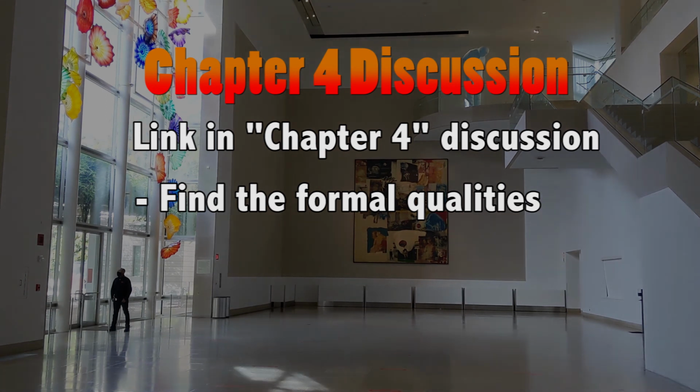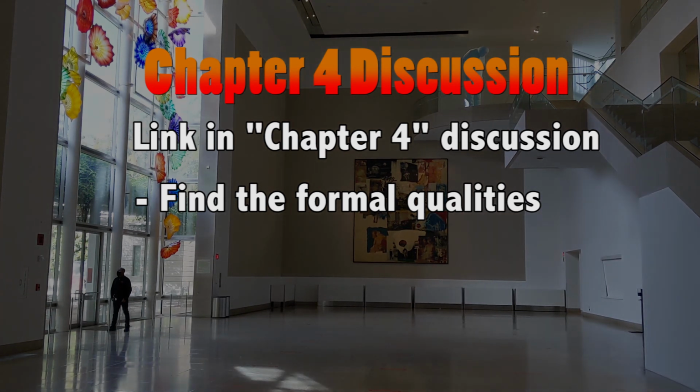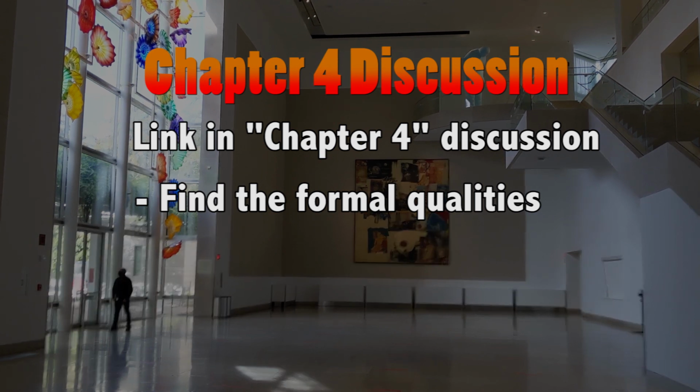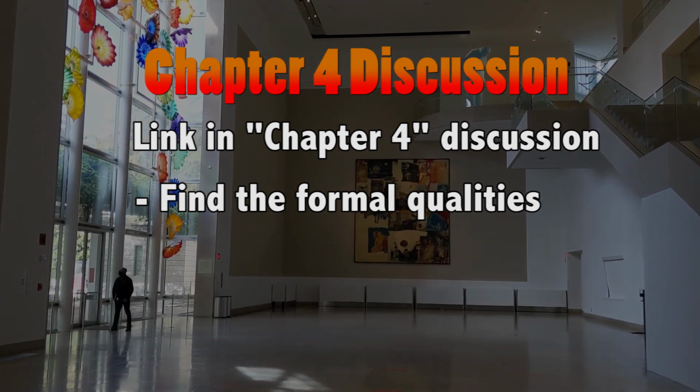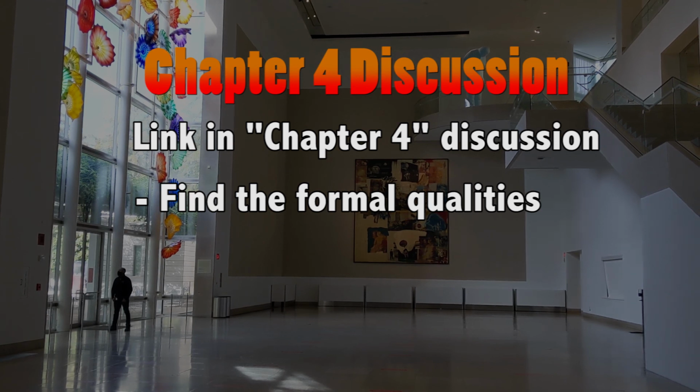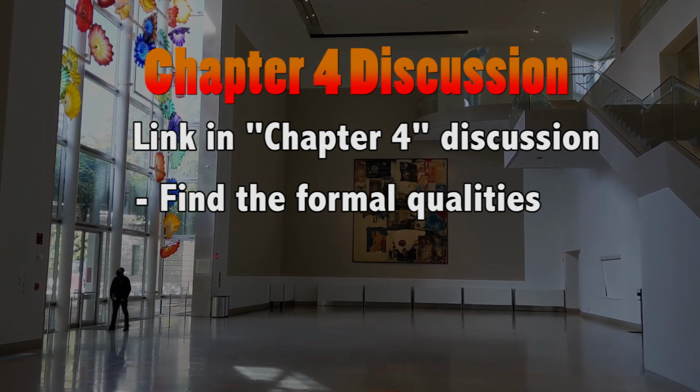And then, of course, what are the formal qualities of it? Again, what is it made out of? What does it look like? What compositional elements were used? We're building, right? We're building on those previous examples, those previous exercises that we've done.